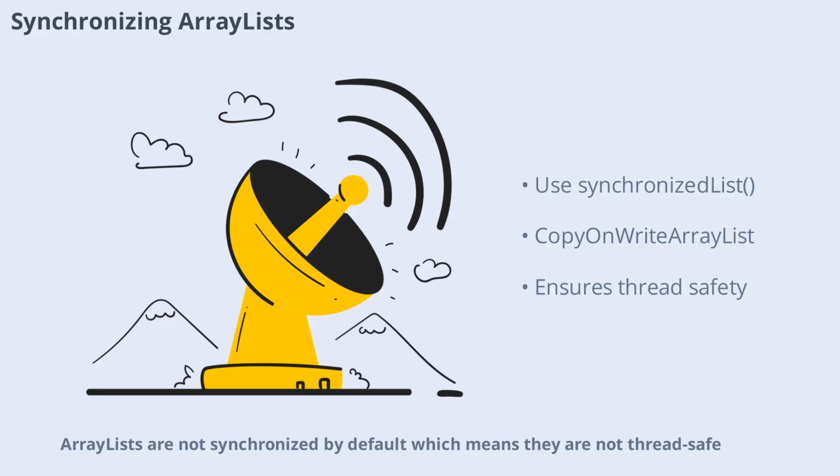ArrayLists are not synchronized by default, which means they are not thread-safe. To synchronize an ArrayList, you can use Collections.synchronizedList, or CopyOnWriteArrayList. The first method wraps the list in a synchronized wrapper, while the second provides a thread-safe variant that handles concurrent modifications efficiently.